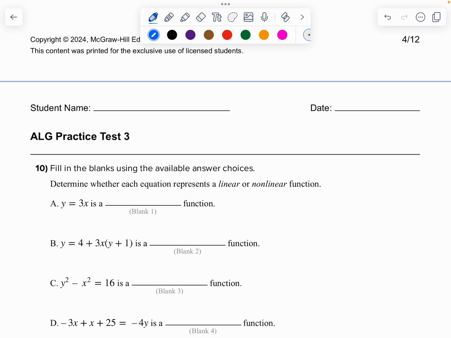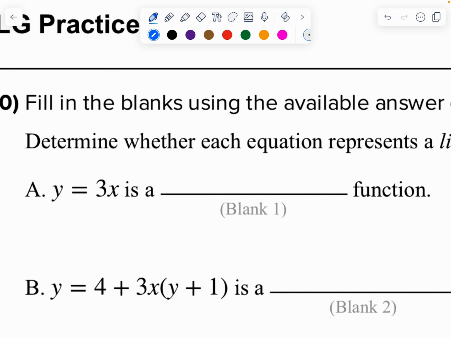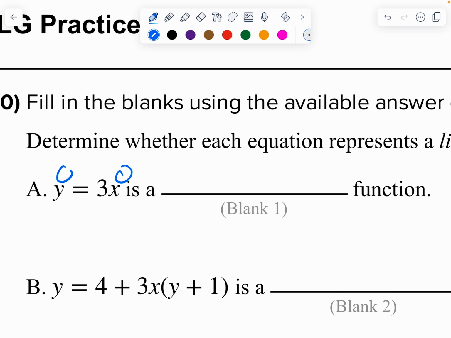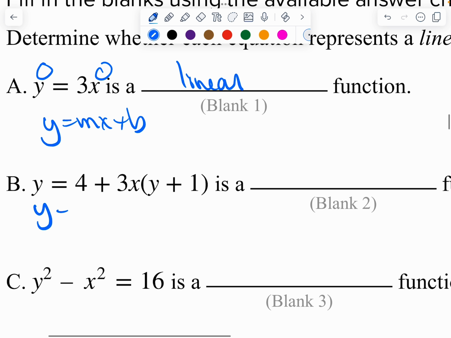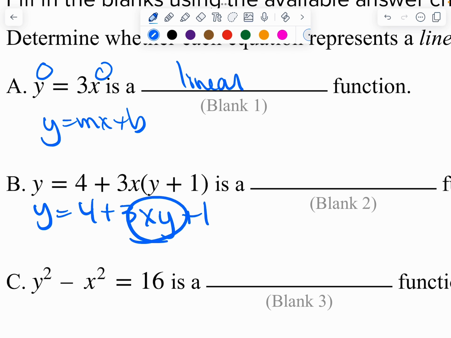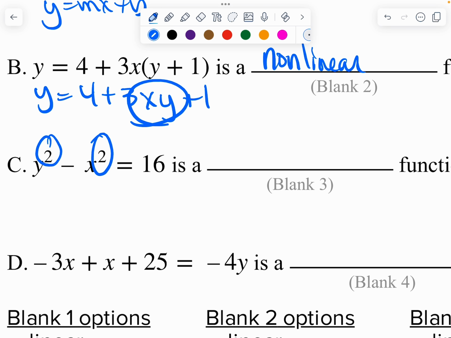Okay, is it linear or nonlinear? Well, it's in y equals mx plus b form, so that means this is linear. This one, y equals 4 plus 3xy plus 1. The fact that you have these two multiplied together, this is nonlinear. These are squared. That means nonlinear.